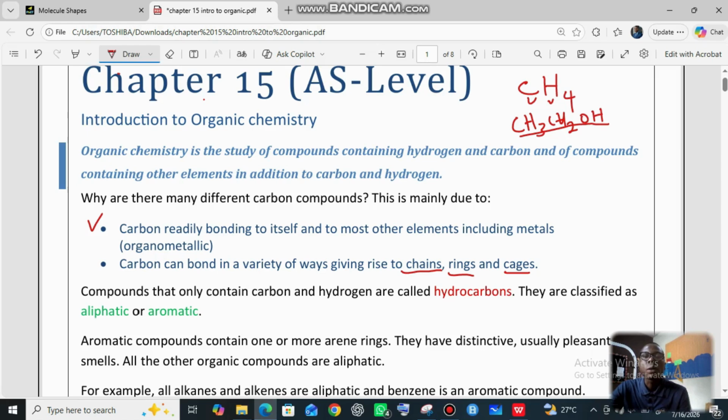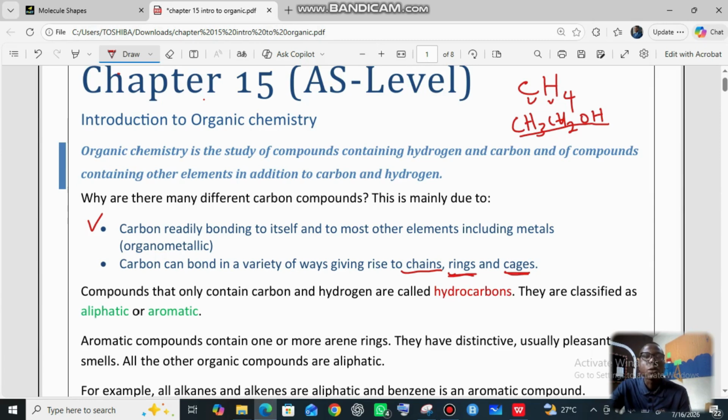When we study these compounds, we're studying organic chemistry. Now, why is it that we have different carbon compounds? Two reasons are highlighted here. The first one is that carbon readily bonds to itself, and that is why there are different organic compounds. It can also bond to other elements, including metals. Another reason is that carbon can bond in a variety of ways, giving rise to chains, rings, and cages. As a result of these two reasons, we have different carbon compounds.